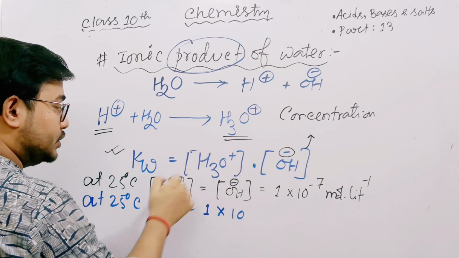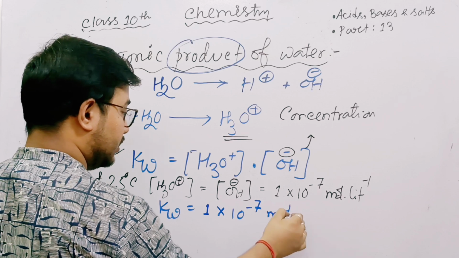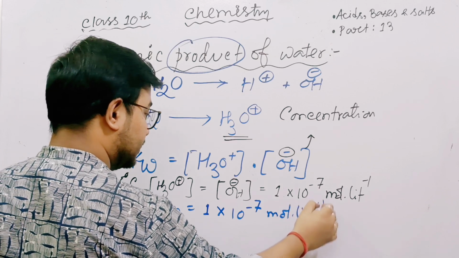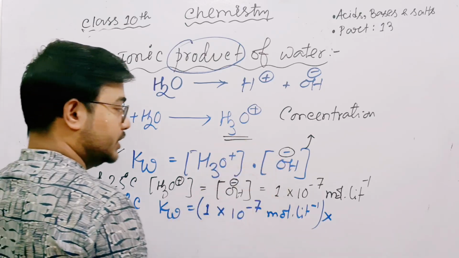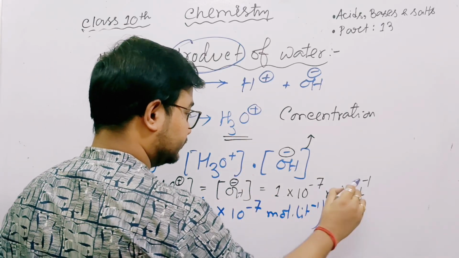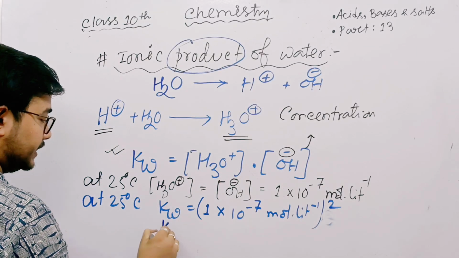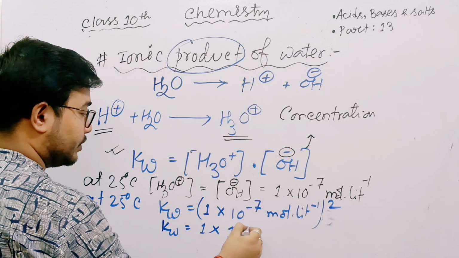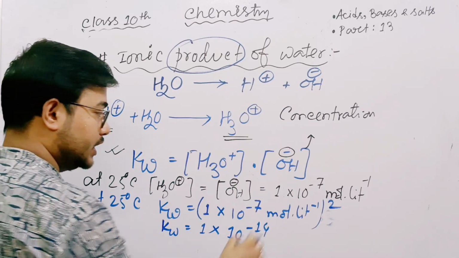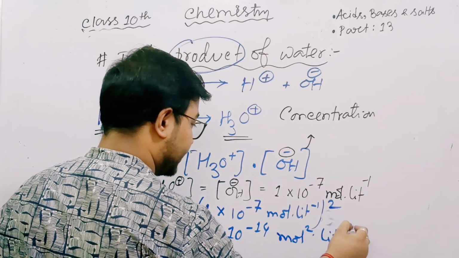What is the value of H3O plus? 1 into 10 to the power minus 7 mole per liter, into what is the value of OH minus? Same. So it's a square, no? Am I right? Okay. So what is the final answer? Kw equals 1 into 10 to the power minus 7 squared, which means 10 to the power minus 14. Mole means mole squared into liter to the power minus 2.